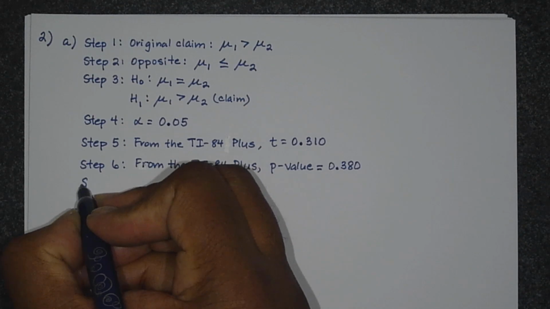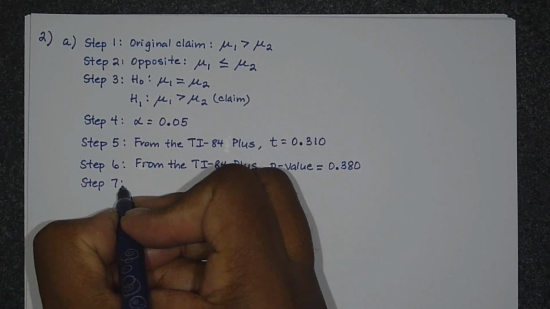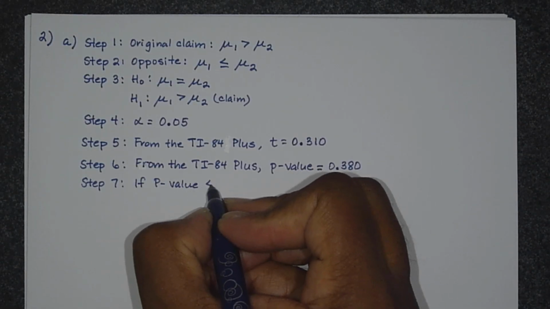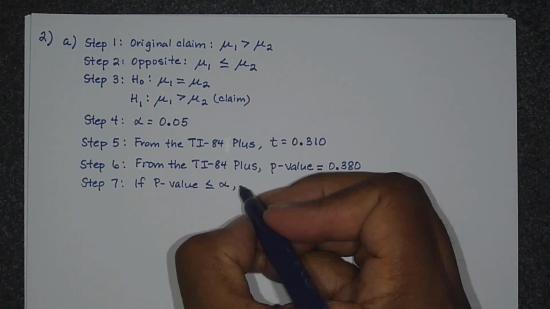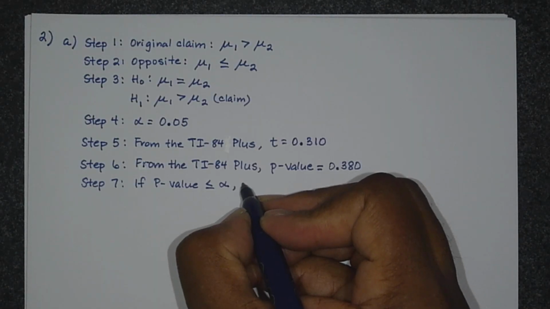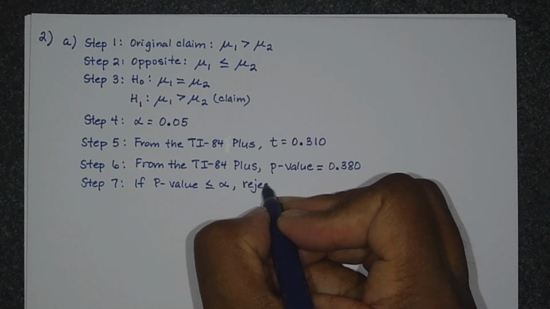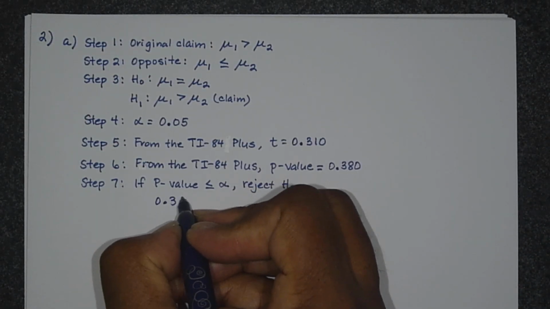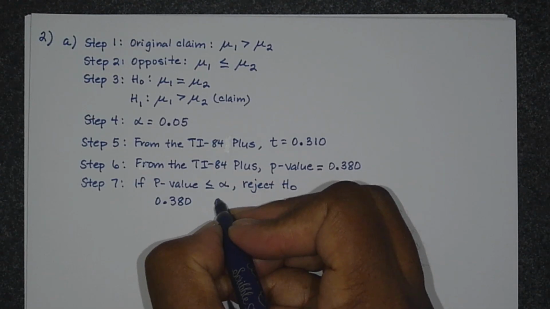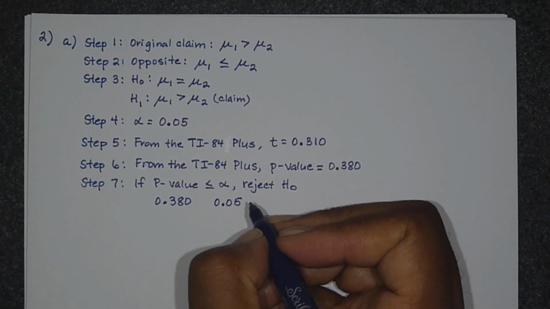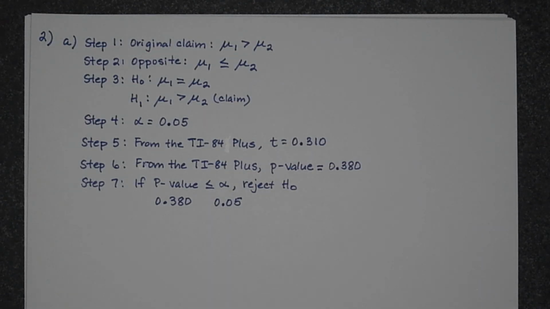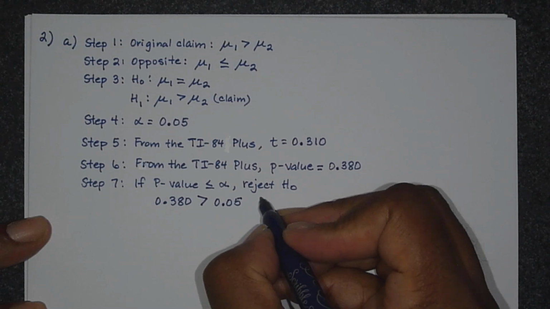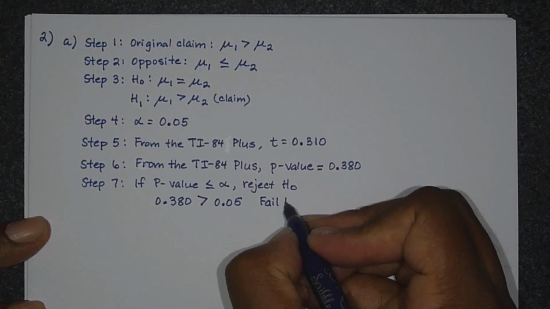And now step number 7 is our decision rule. Since we're comparing the p-value, we need to compare that to our level of significance. If the p-value is less than or equal to your level of significance, you're going to reject the null hypothesis. So my p-value came out to be 0.380. The alpha level is 0.05. Is 0.380 less than or greater than 0.05? Here is greater than. So what do we need to do here? Fail to reject the null hypothesis.